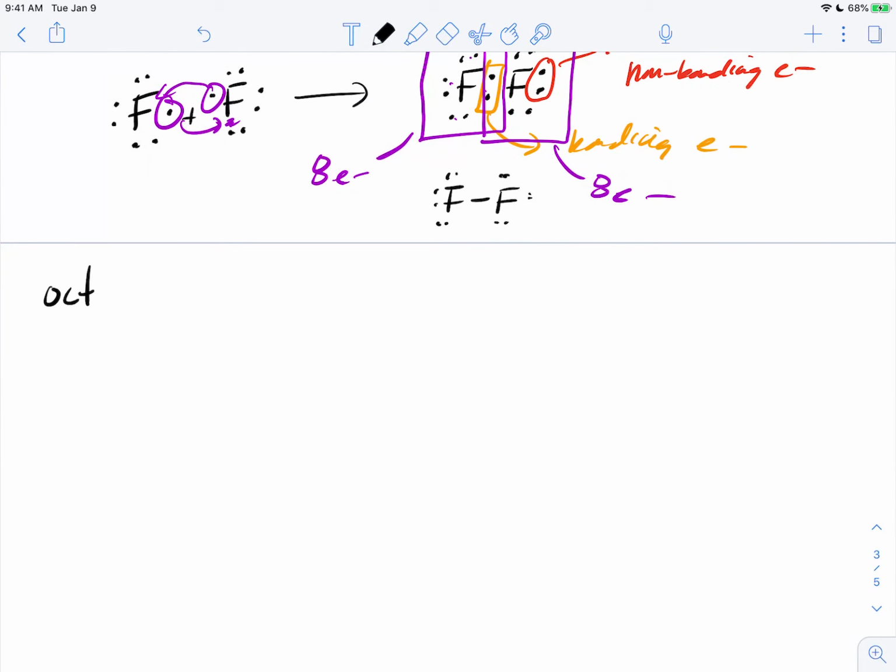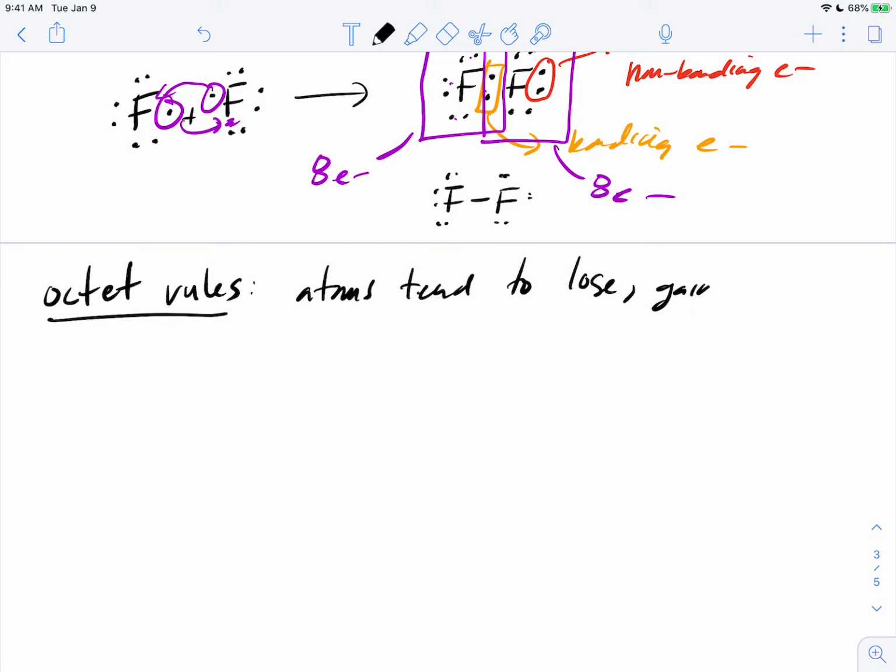So the octet rule is actually, there's a lot more exceptions to the octet rule than there are atoms that follow it. But the atoms that follow it pretty much make up a lot of the compounds that we'll be talking about in this class, and so it's important. The octet rule is that atoms tend to lose, gain, or share electrons to have 8 valence electrons.